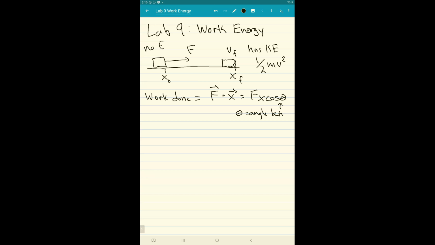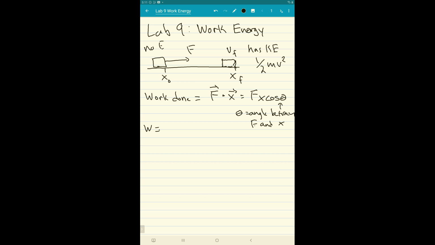Angle between F and x. Another way you'll often see it written is really for a constant force over a set distance. But of course, in calculus, or in physics, in the real world, and also in your calculus class, often we don't deal with things that are just constant over an entire region.